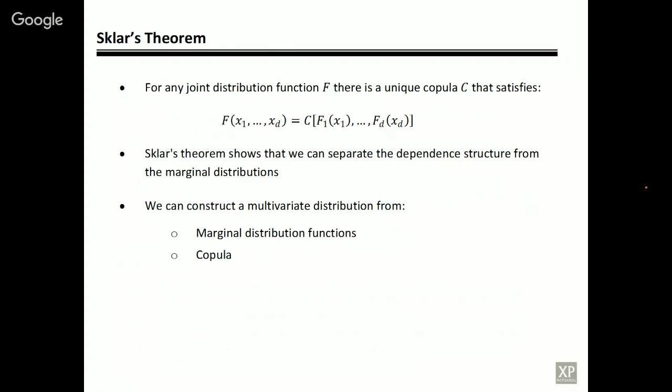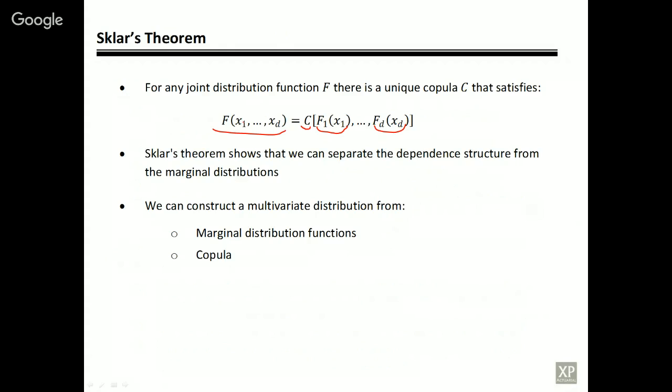Next, we have Sklar's theorem. For any joint distribution function F, there is a unique copula C that satisfies the following. Our joint distribution is equal to our copula function evaluated with our marginal functions as inputs. In typical math, we had a distribution function and we put data points into it to get our probability. Here we have a joint probability distribution and a copula function where we actually take probabilities as input, and what's output is a joint probability.